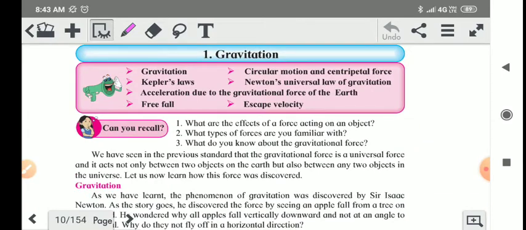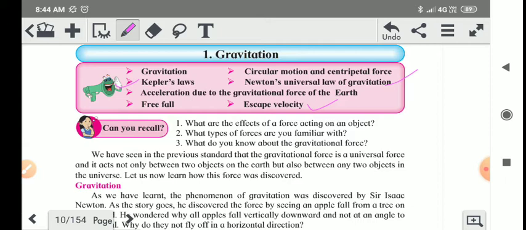The main points in this chapter are gravitation, then circular motion and centripetal force, then Kepler's laws, Newton's universal law of gravitation, acceleration due to gravitational force of earth, then free fall, and last topic is escape velocity. So these are the main points in this chapter we have to study. We are going to study these points in detail.